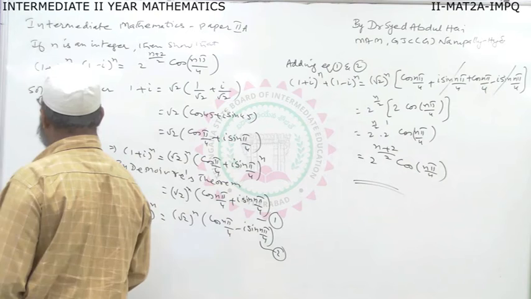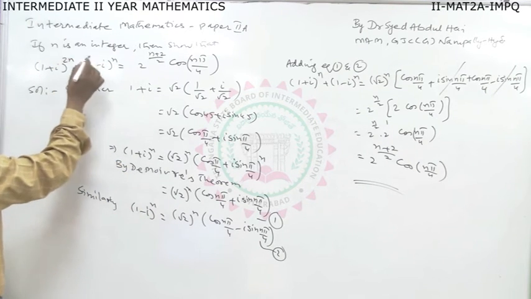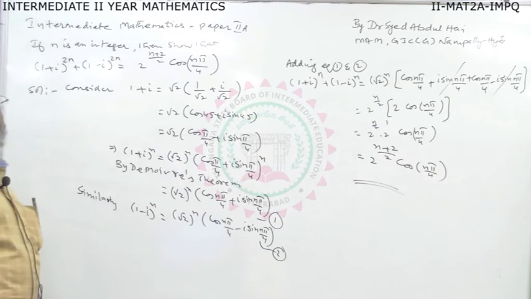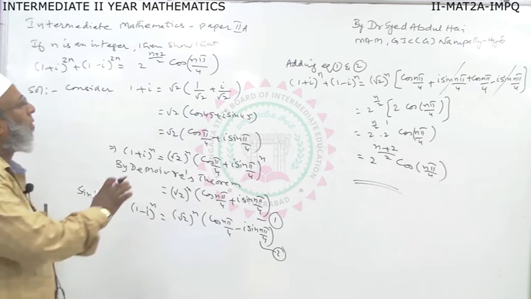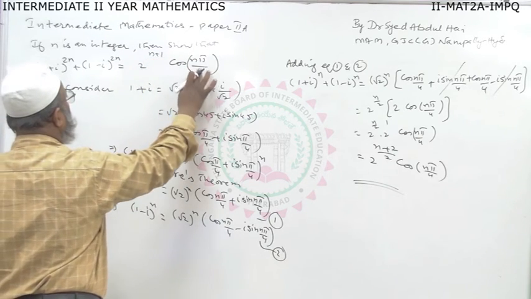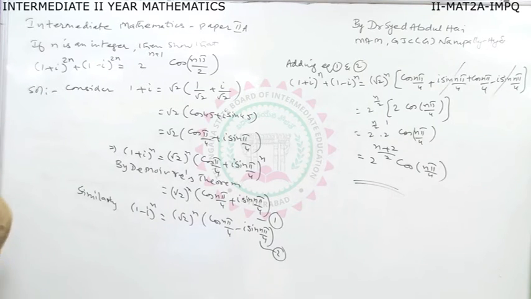(1 plus i) whole power of 2n plus (1 minus i) whole power of 2n is equal to 2 to the power of n plus 1 into cos n pi by 2. The next question is (1 plus i) whole power of 2n plus (1 minus i) whole power of 2n is equal to 2 to the power of n plus 1 into cos n pi by 2, right?